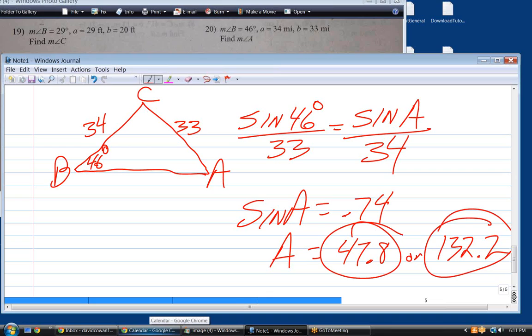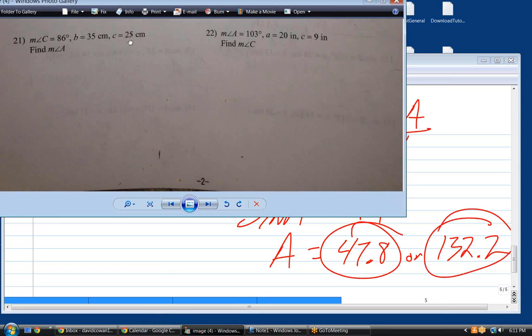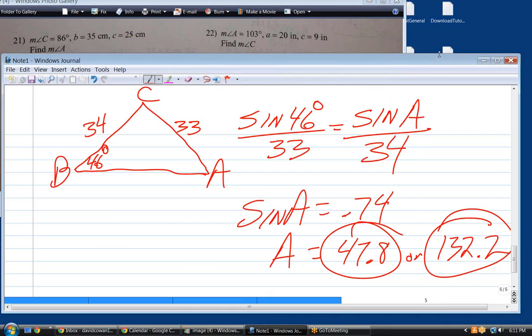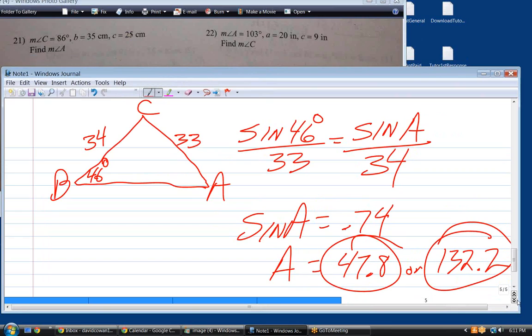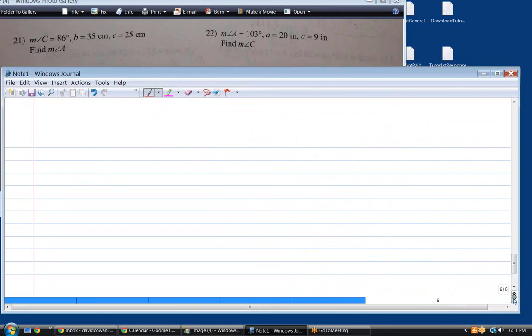They couldn't find one question to give you where it was not an ambiguous case? Surely this one. Because you're going to come away from this set of exercises thinking there's always two answers. Right. And there aren't. Most of the time, that's not ambiguous. The closer we get to 90 degrees, the harder it is for it to be ambiguous.